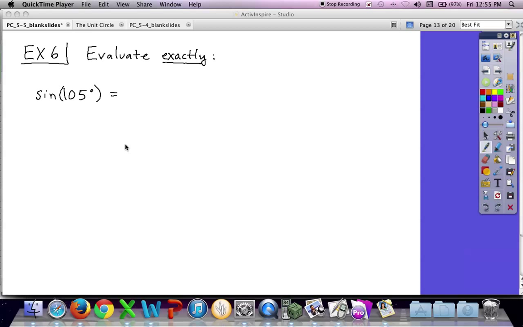Example 6, evaluate exactly, which we know probably means that we're supposed to be solving this with the unit circle. But 105 degrees is not on the unit circle. But given the fact that we were just given these formulas for the half angles, what is 2 times 105? Right, 2 times 105 is 210.